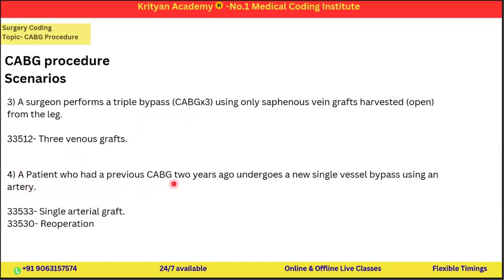And a patient who had a previous CABG 2 years ago undergoes a new single vessel bypass using an artery. So here you can see a single arterial graft, which is 33533. And of course, this is a reoperation, right? We need to give 33530 for the reoperation. That's what a redo procedure is. For that, we need to give 33530.